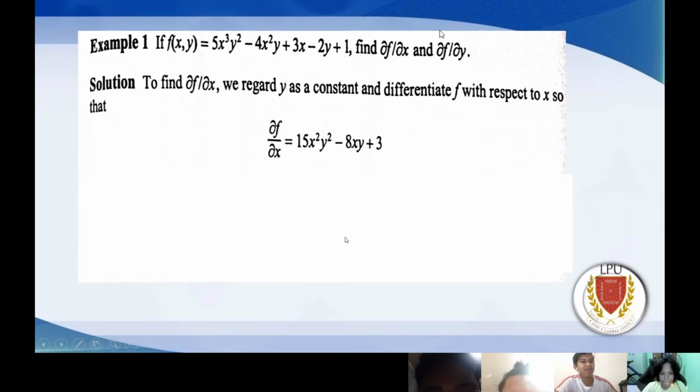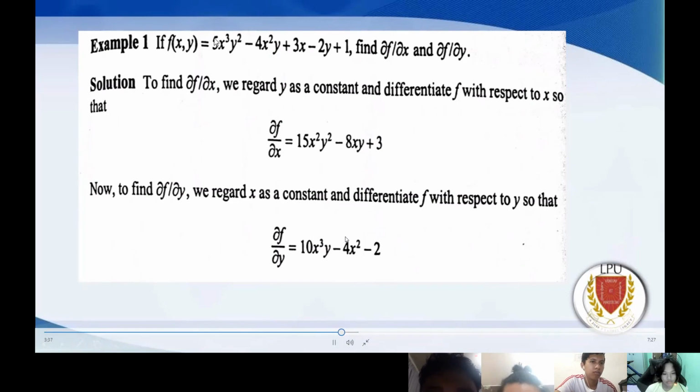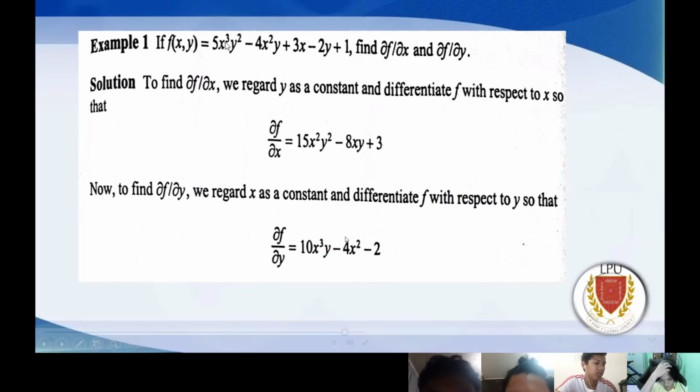Now, next, we have the partial derivative for y. This time, we will be treating all our x as constant and differentiate y as is. Okay, that is how we're going to solve it. Regard x as constant and differentiate f with respect to y. So for the first term, listen to this one, 5x cubed. So x is a constant now, so we have that as 5x cubed. The derivative of y squared is 2y. So therefore, we have 10x cubed y.